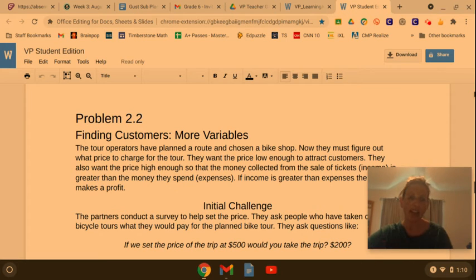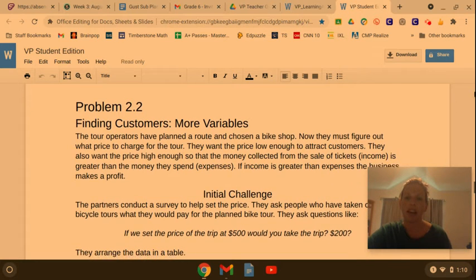So this is investigation 2.2 of the bike tour, and it is titled Finding Customers. We're still working with variables, and we have our tour operators, the 5 college students, who have already planned the route. They've chosen the bike shop that they want to rent the bikes from, and now they just have to figure out what price they want to charge for the tour.